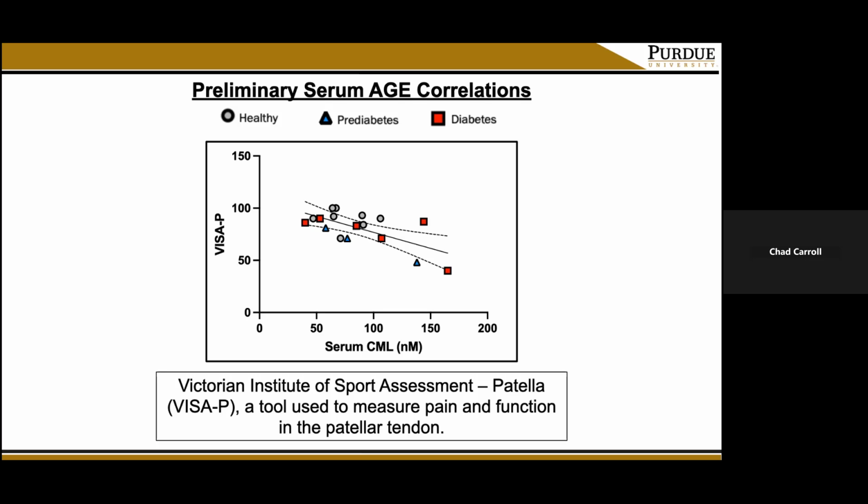Questions now? Do you see any difference in the AGEs based on diabetes and severity? For example, in individuals that have neuropathy compared to those that don't. Yeah, I think other people have shown it. We haven't gotten a big enough number of individuals to really tease that out yet. And we also haven't had very many patients with poorly controlled diabetes.